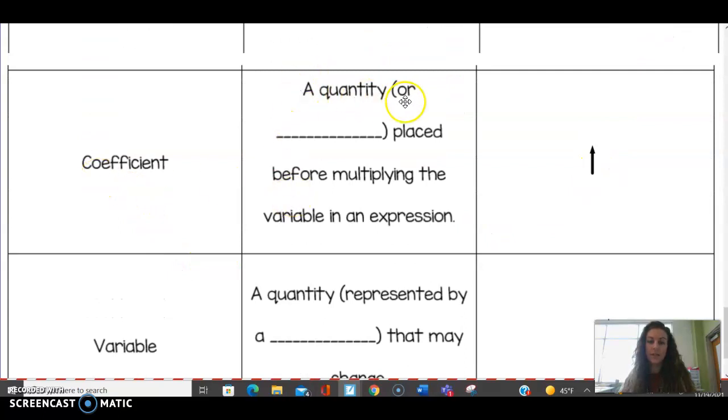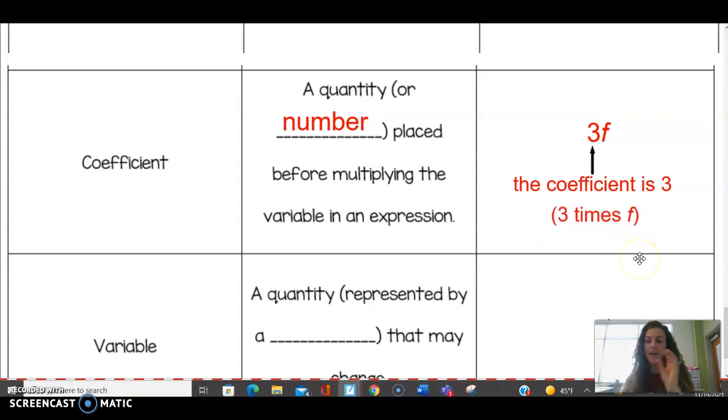Coefficient is a quantity or number placed before and multiplying the variable in an expression. So if I had 3f, in this case, the 3 is the coefficient, and it means that I have f 3 times. I have f plus f plus f, or 3 times f. If a coefficient and a variable are touching, it means they're being multiplied.